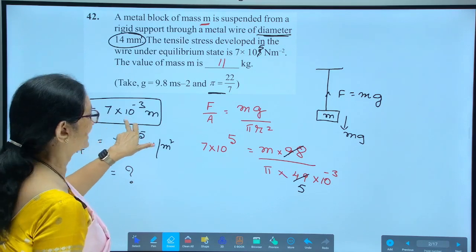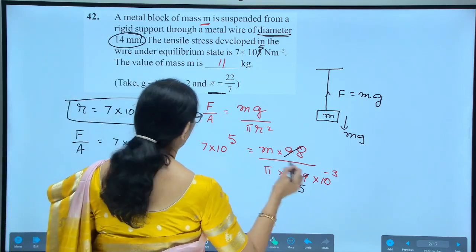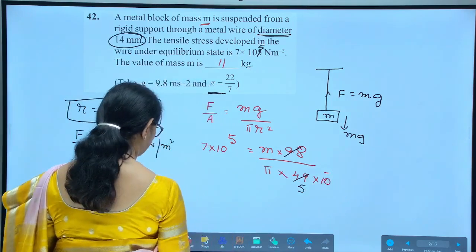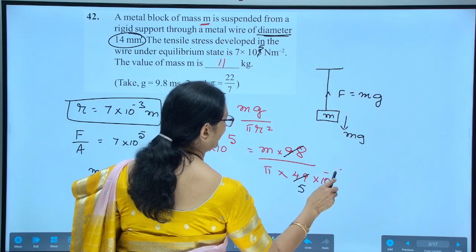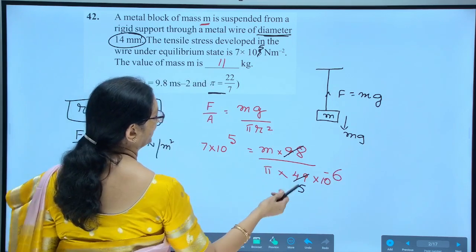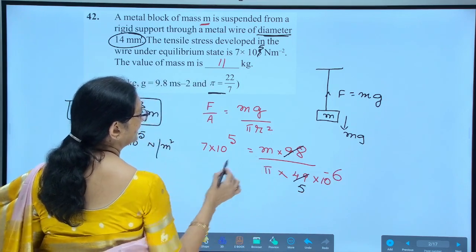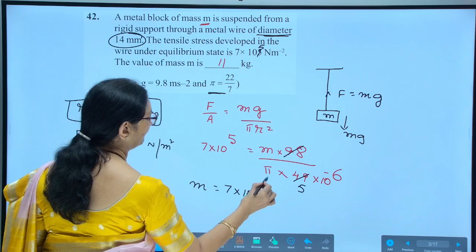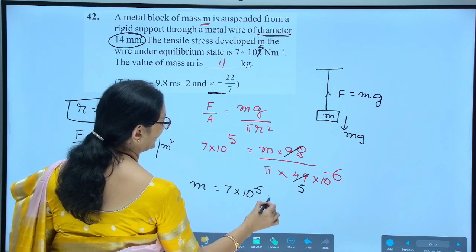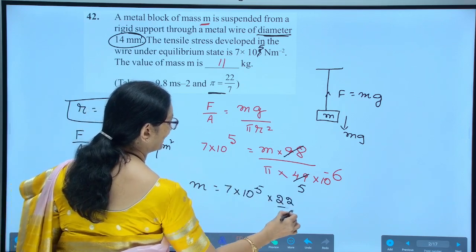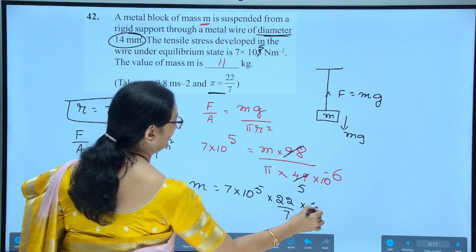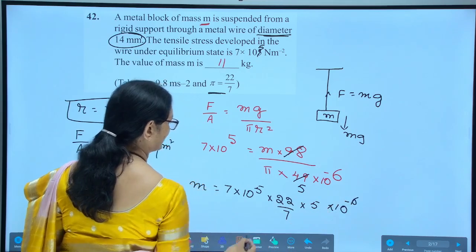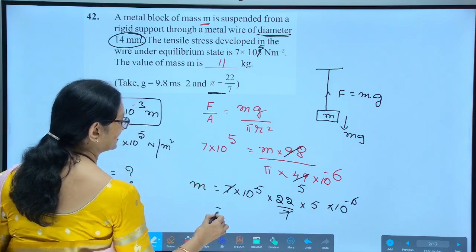R square is (7 into 10 to the power of minus 3) whole square, 10 to the power of minus 6. This is 10 to the power of minus 6. So, now you got it. So, this is 5. So, m is equal to 7 into 10 to the power of 5. If this goes to that side, it is 22 by 7 into 5 into 10 to the power of minus 6. So, 7 and 7 get cancelled.